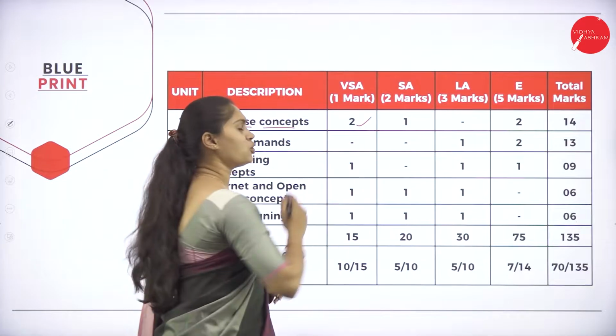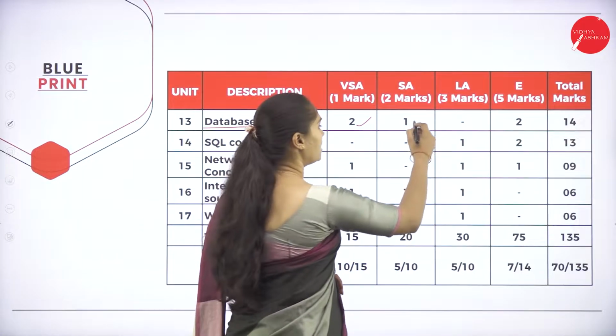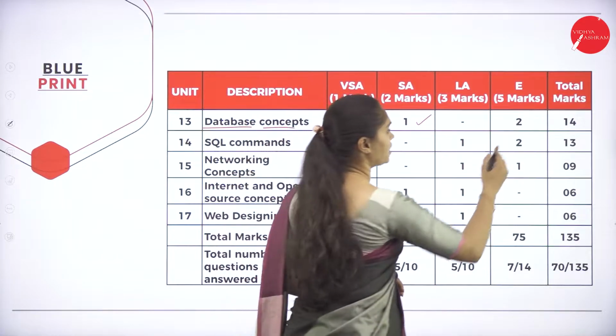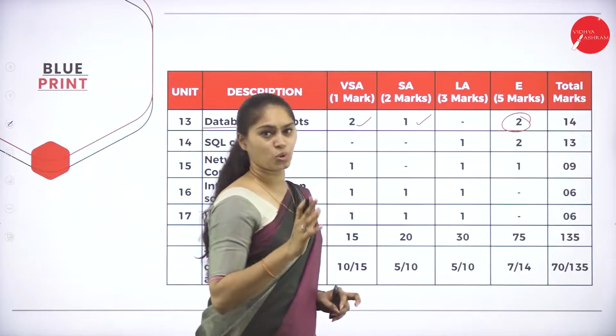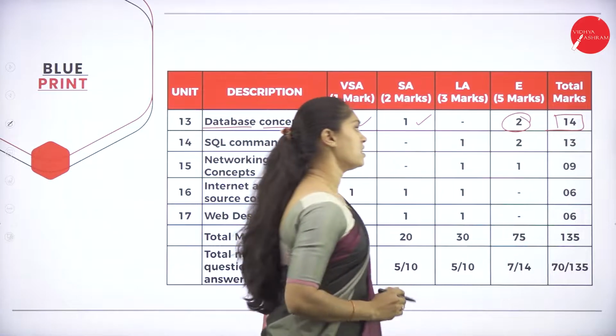So you are going to get 2 questions in part A, 1 mark 2 questions will be there, and 1 question for 2 marks. Then you are going to get 2 questions for 5 marks. That is totally you are going to get 14 marks from this chapter.